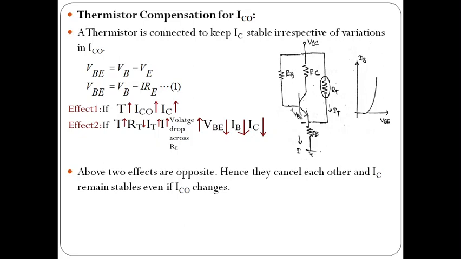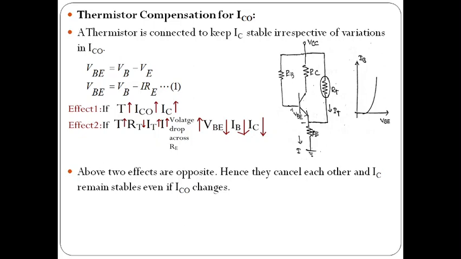values, a small change in the base to emitter voltage causes a larger change in IB. So when VB decreases, the IB value decreases. When the IB value decreases, the IC value decreases again. So in effect 1, with an increase in temperature, the IC value increases.